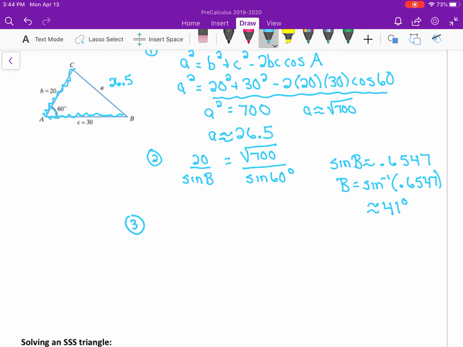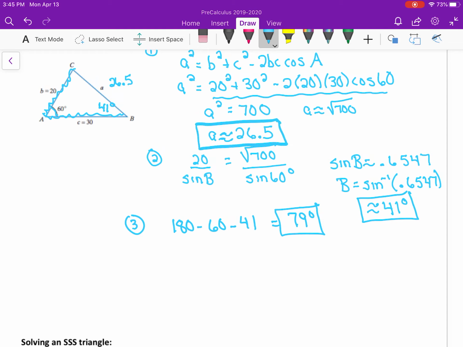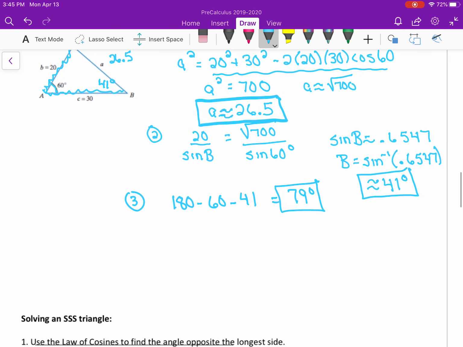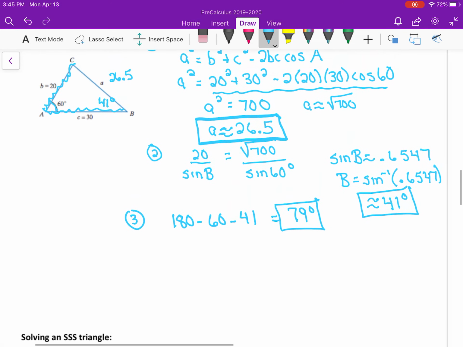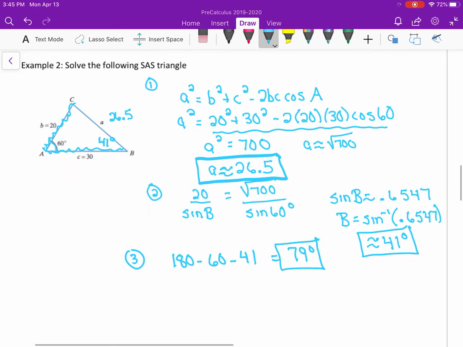And then step 3, because now we know this is 41 degrees, step 3 is just to take 180, subtract 60, subtract 41, and we end up with 79 degrees. So we've now found angle C, we found angle B, and we found side A. So you're still, quote, solving the triangle, meaning finding everything that's missing, and that's how you're going to go about it. So that's for a side angle side triangle.